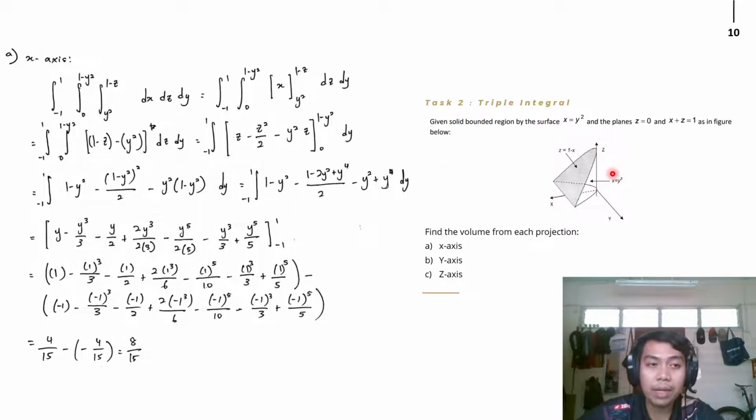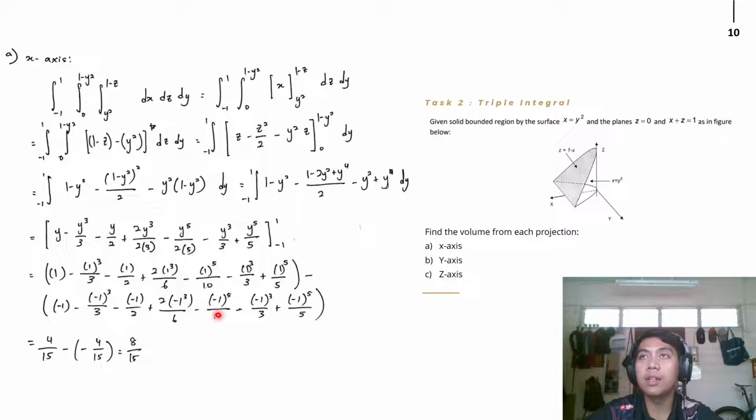Okay, firstly we will go from 0 until 1 minus y squared, which is this plane. And then the range is from -1 to 1. That's why we have this range. And then we will integrate it, and then we'll have the answer. The volume answer is 8/15.